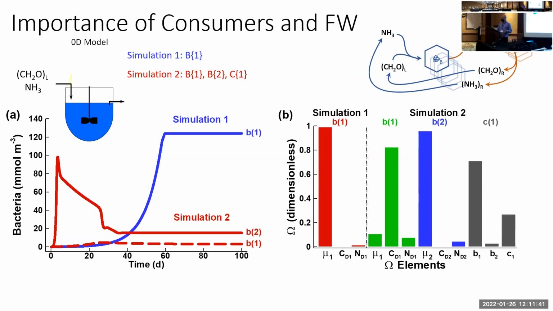The interesting thing that also pops up when you do this is when you look at the amount of energy being dissipated. In this case, for the single bacteria, it's about 4 kilojoules per Kelvin, and the other case is almost 10 times greater.